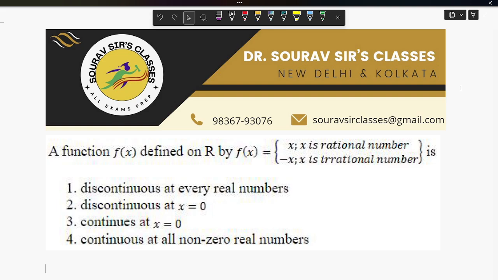Now we are going to solve a problem which appeared in the CUET PG Statistics question paper. The question says: if the function f(x) is defined on R by f(x) equals x when x is a rational number, and minus x when x is an irrational number, then we have to think about the properties of the function. Option 1 says the function is discontinuous at every real number, option 2 says it is discontinuous at x equals 0, option 3 says it is continuous at x equals 0, and option 4 says it is continuous at all non-zero real numbers.